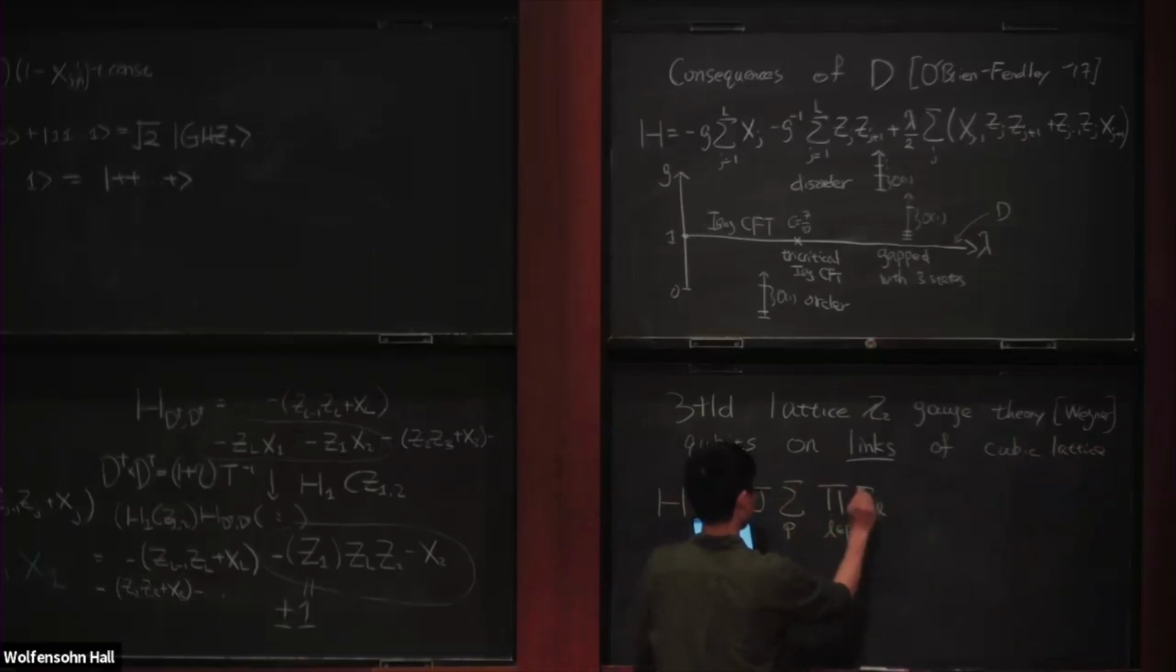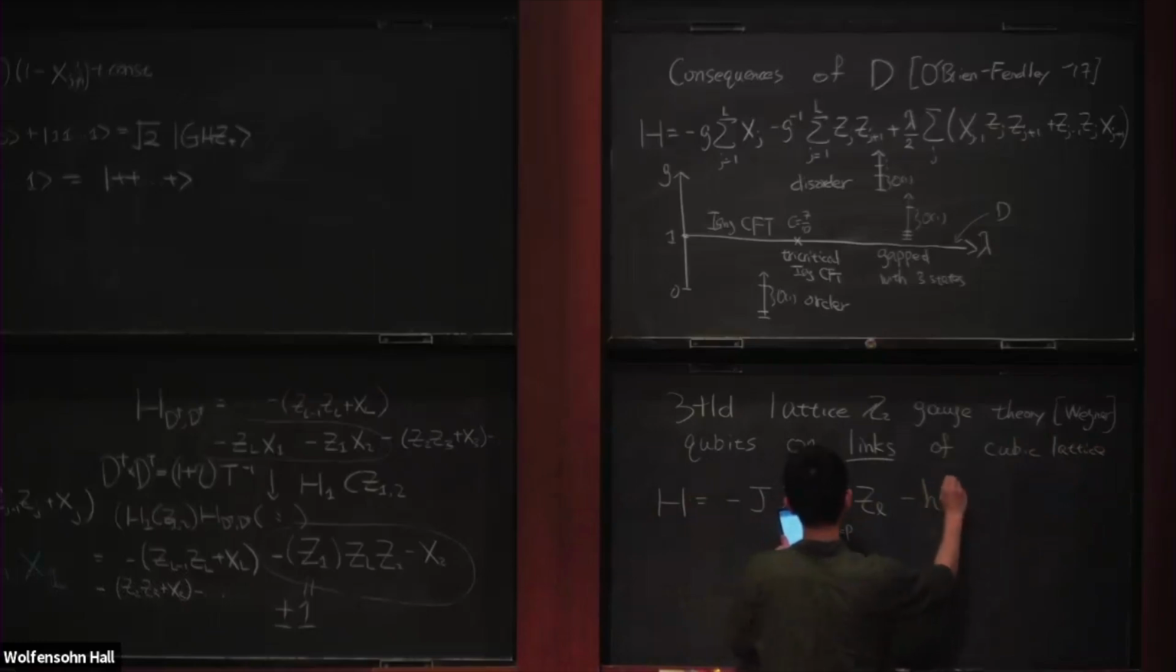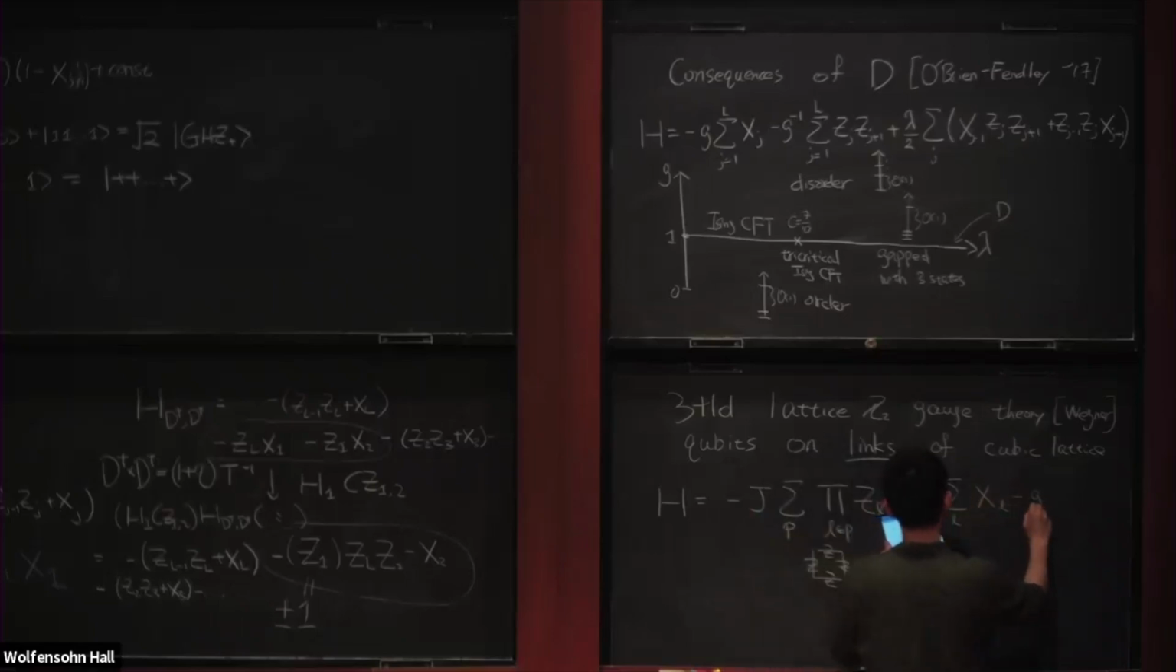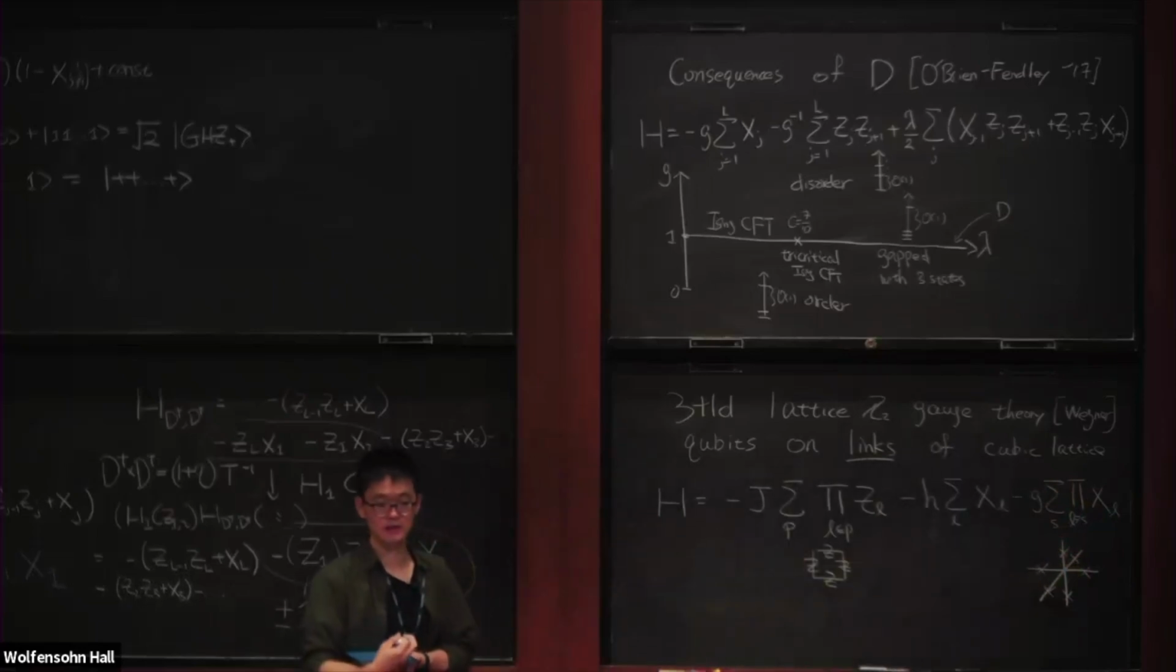Many of you must have studied this many times. You have plaquette terms made out of the Z's. I'm going to add this transverse field term, which is just X on the edge. And there's a Gauss law term. This term is associated with a site, and you put all the X on the site. So this is the model.